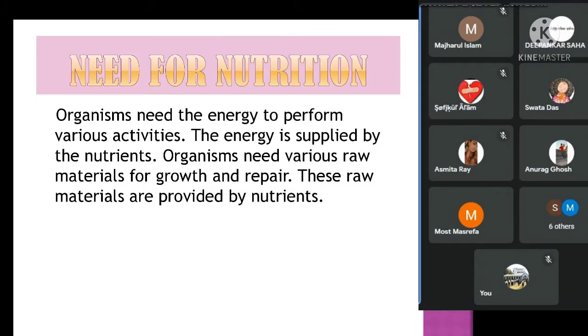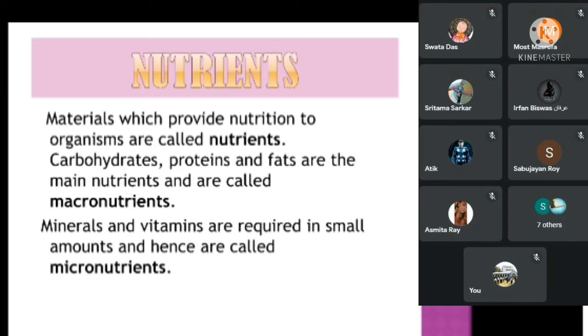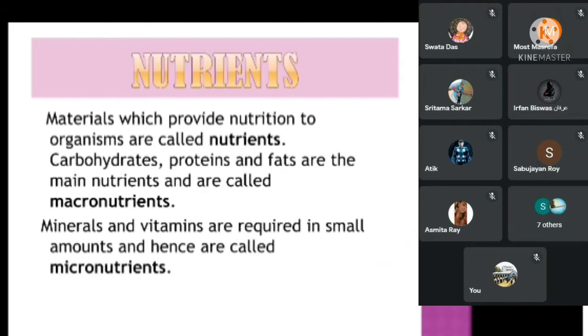Understood everyone? Tell me. Yes, ma'am. Understood. Next we will see what nutrients are. As we saw on the previous page, the energy which is needed and the raw materials are provided by the nutrients. So what are nutrients? The materials which provide nutrition to the organism are called nutrients.